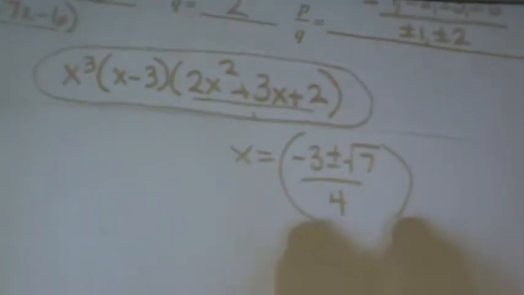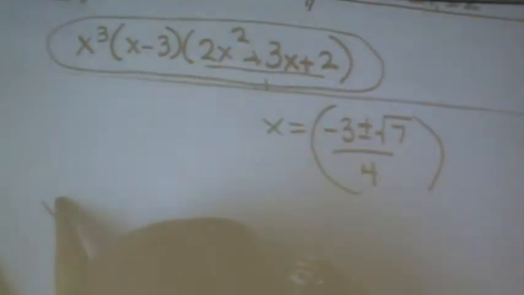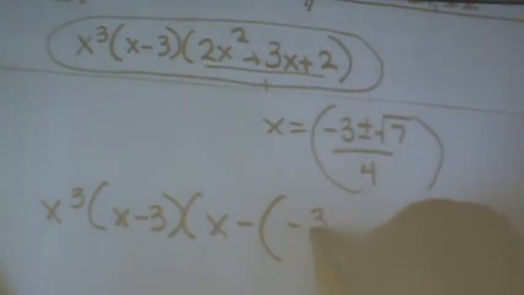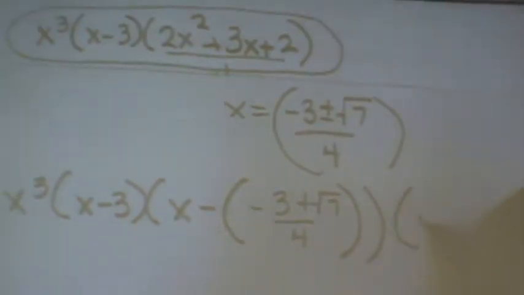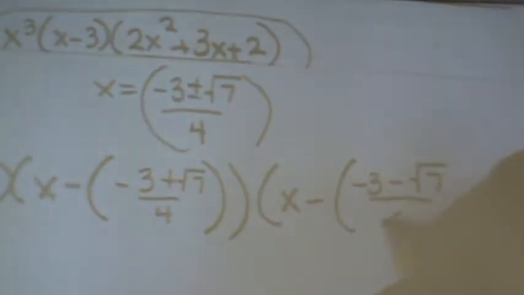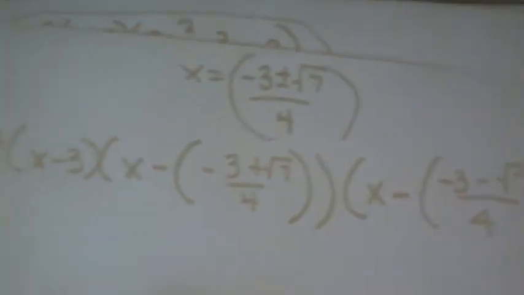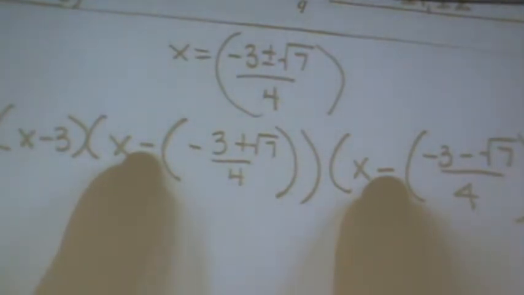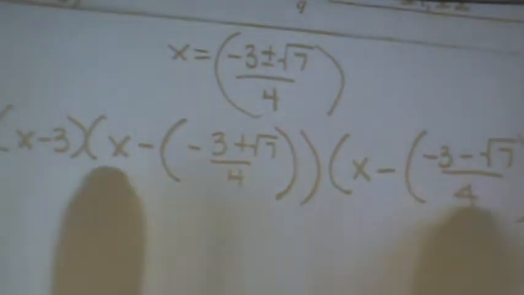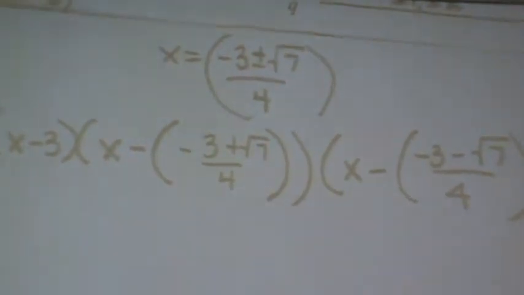How would you write this in factored form? This is how you'll write it. x cubed, and then x minus 3, and then x minus, you're going to write -3 plus the square root of 7 over 4, and x minus -3 minus the square root of 7 over 4. Just leave it just like this. That's how you would write it factored completely. These are always minus, and then you have your 2 zeros. A lot of people get confused by this. You don't worry about distributing it. I want you to leave it like this, so I can see your zeros.